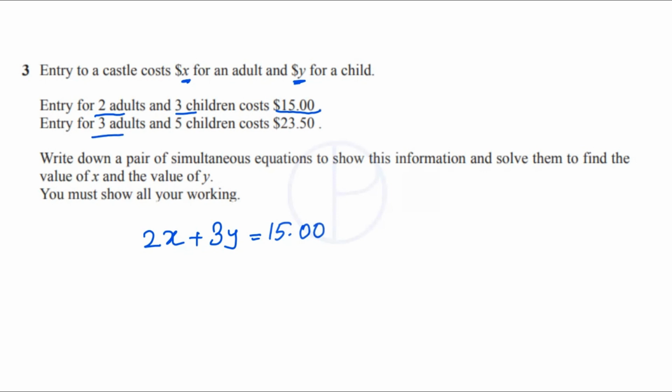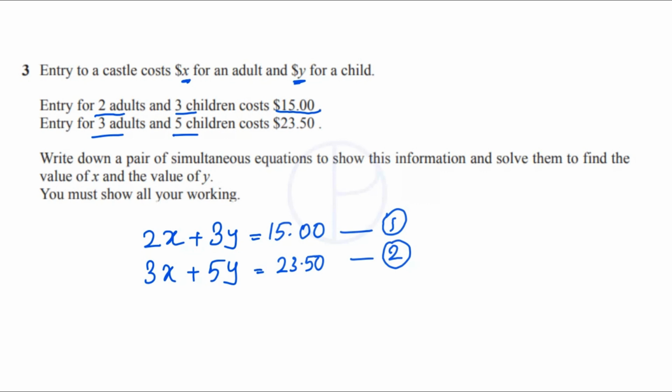Next, for 3 adults, 3x plus 5 children, 5y equal to 23.50. These are the two simultaneous equations. To solve these two simultaneous equations, let's eliminate x by the elimination method.